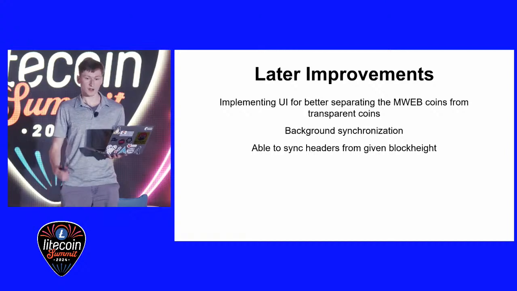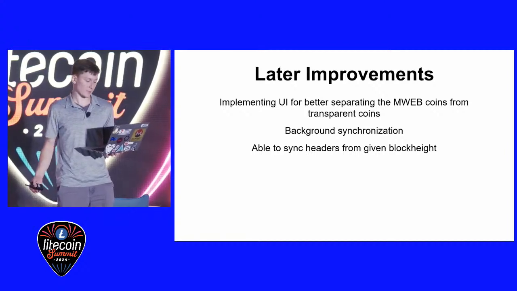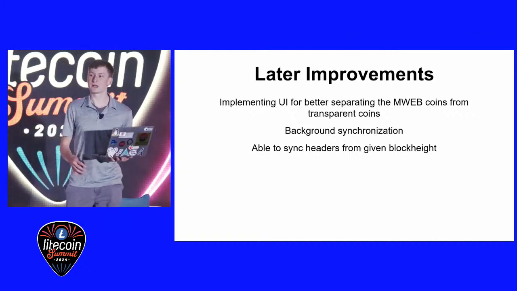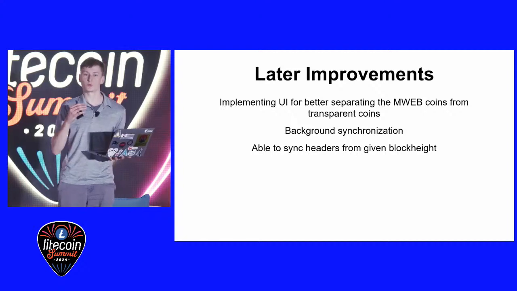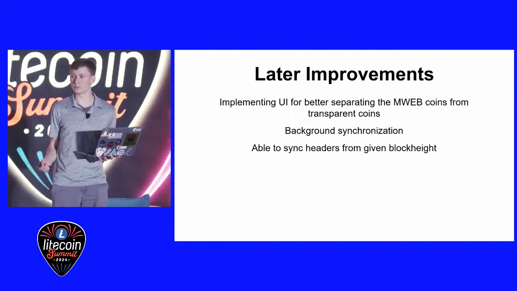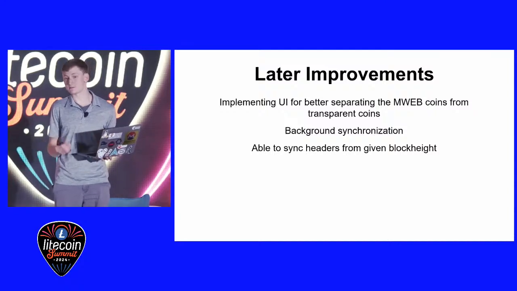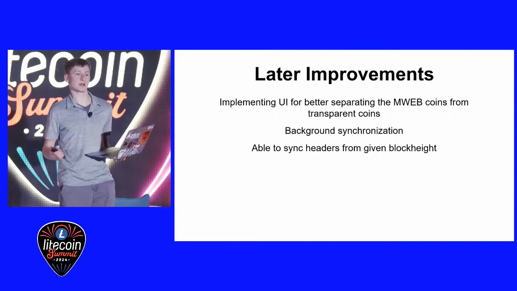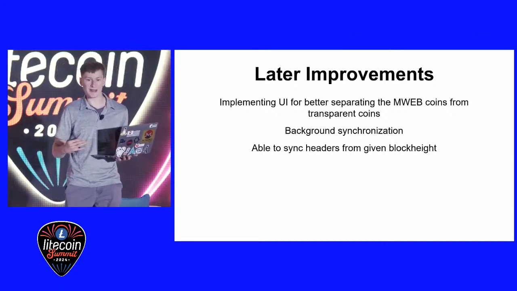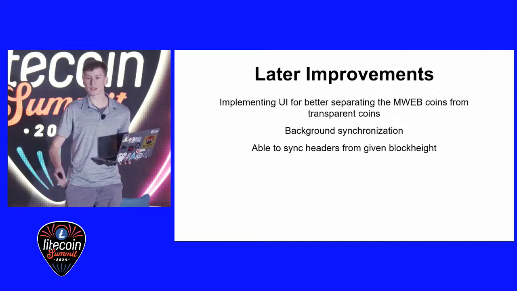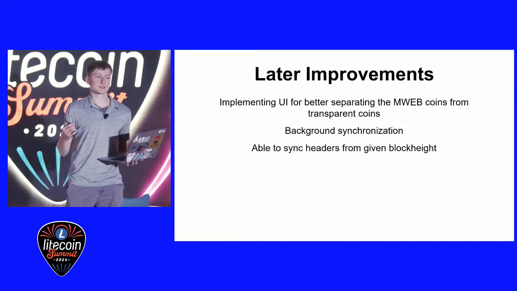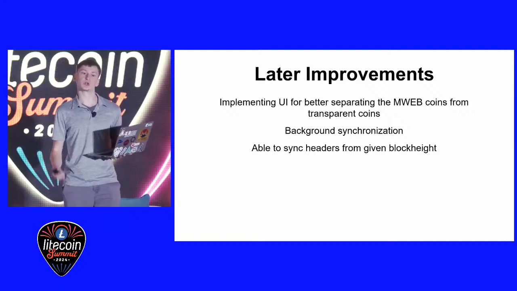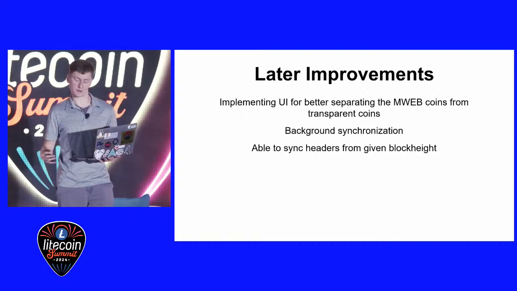Later improvements include implementing UI for better separating MWEB coins from transparent coins, like I mentioned earlier. This is something we're thinking about at the moment. If you want to be more serious in how you use transparent Litecoin and separate that from your MWEB coins, the easiest way to do that is just to make a separate wallet. Just have one wallet that you use strictly for transparent Litecoins and have a separate wallet that you use only for your MWEB coins, and that'll keep them nicely separated from each other. But we're also thinking of user enhancements to make this easier for a single wallet if you don't want to accidentally make a transaction that includes transparent and MWEB coins together.